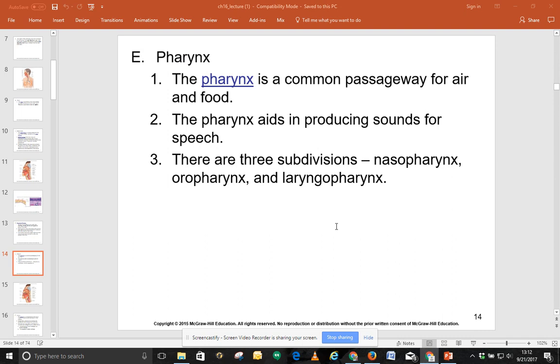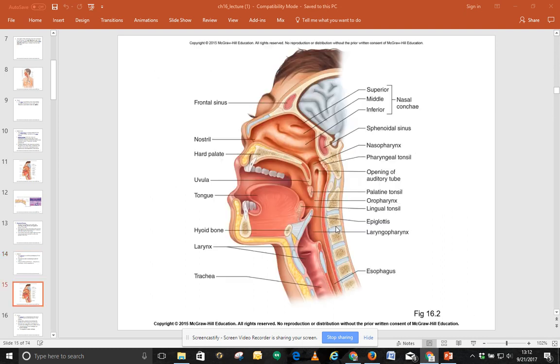Now, you need to remember that. And the pharynx aids in producing sounds for speech. So that's also involved in speech. So, you've got your nasal cavities, your pharynx, and then there are 3 subdivisions to this pharynx. You're going to have the nasopharynx. Now remember, this is the passageway for air and food. They both come through the pharynx. The nasopharynx, the oropharynx, and the laryngopharynx.